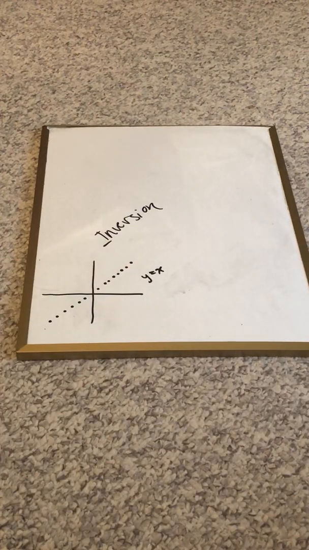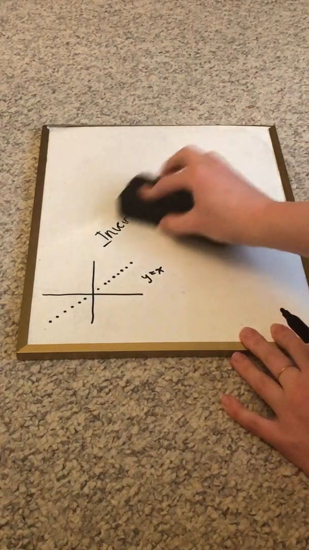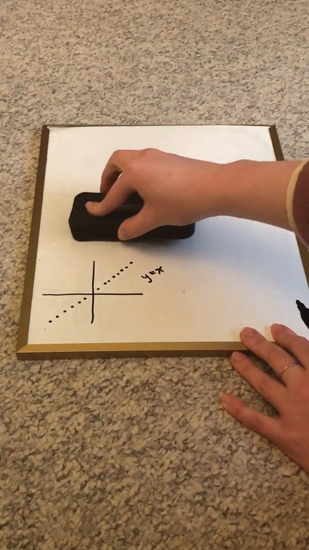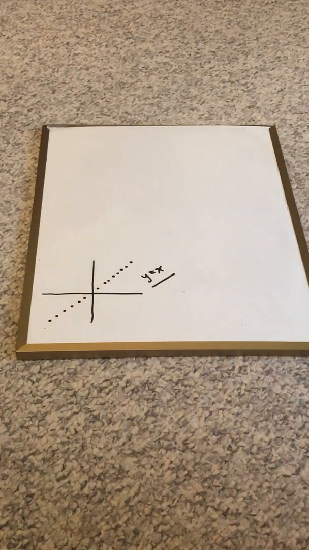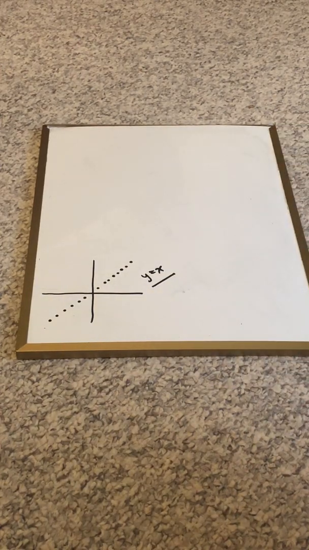Today we're going to be talking about inversion. So, inversion is a reflection in the line of y equals x. In this line of y equals x, every coordinate has identical numbers.